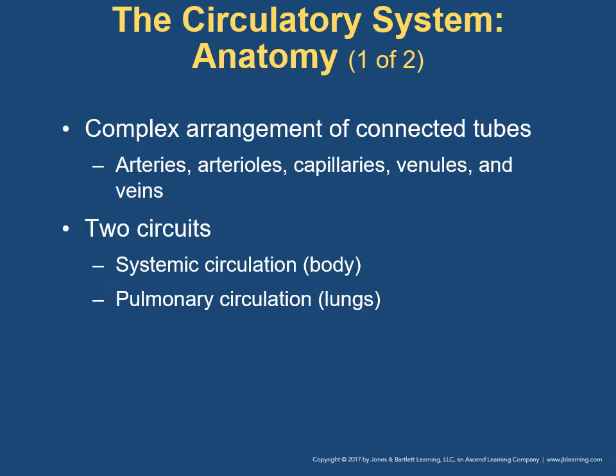And this is the circulatory system of the anatomy. The circulatory system, also known as the cardiovascular system, is a complex arrangement of connected tubes. You have arteries, arterioles, capillaries, venules, and veins. This is broken up into 2 circuits, the systemic circulation for the body and the pulmonary circulation for the lungs.